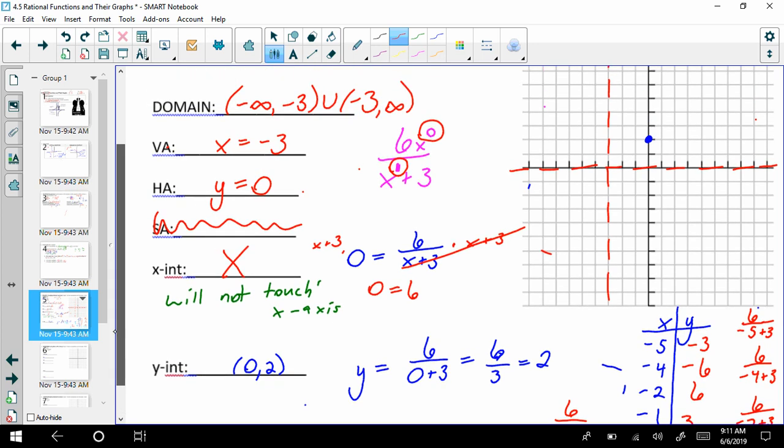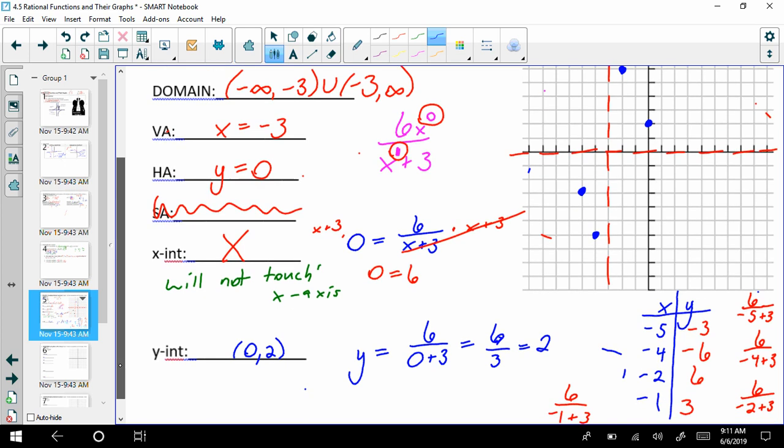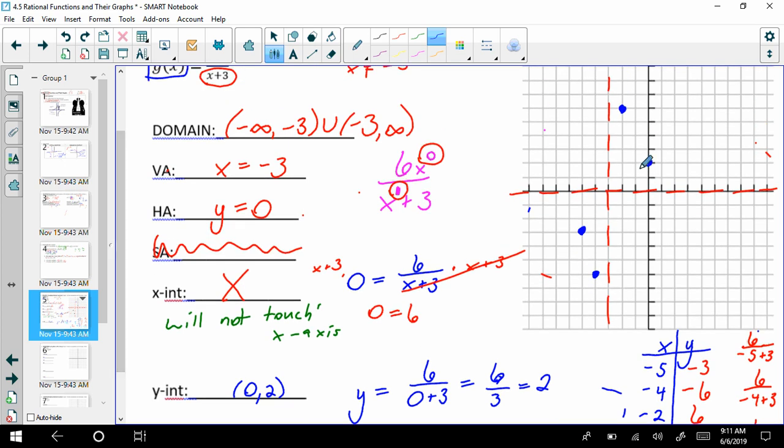So let's plot them. -5, -3, so that point is right here. -4, -6. -2, 6. And -1, 3. So I know these points have to be on the graph.